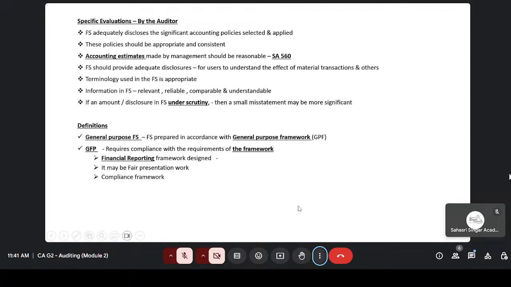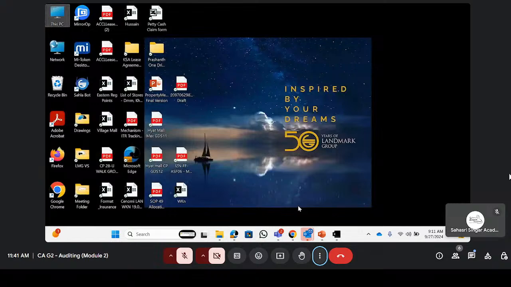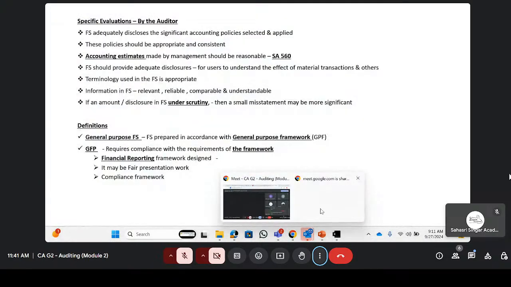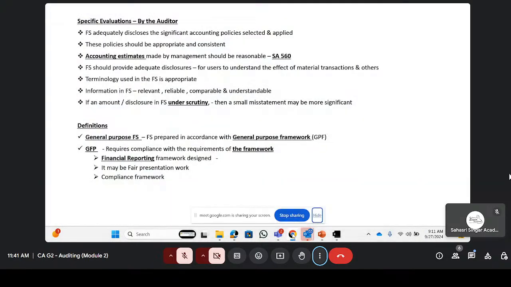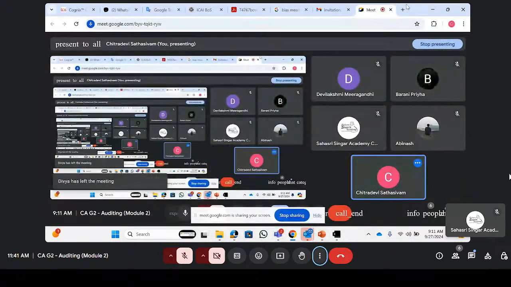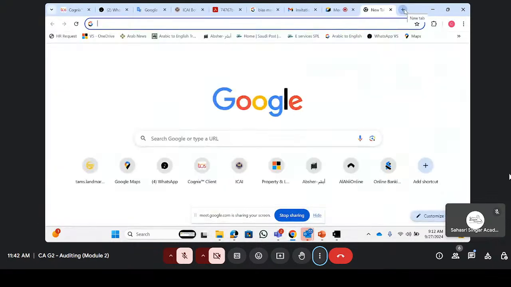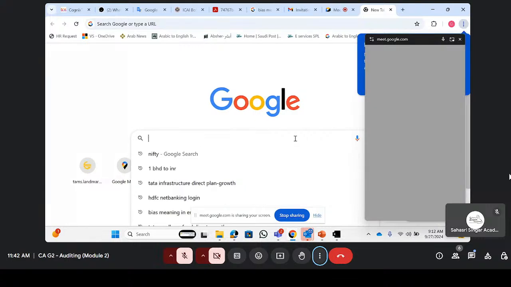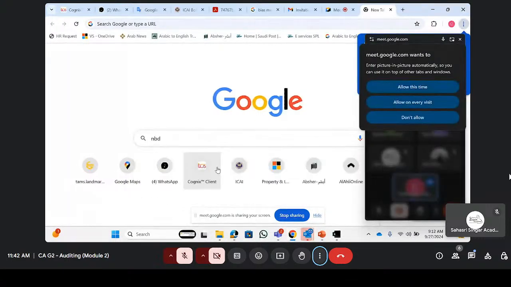Let me, one second, let me show you one sample auditor's report. Then you'll be able to understand what it is. Wait, because if I take you through a little bit of a practical session, then you'll be able to understand.